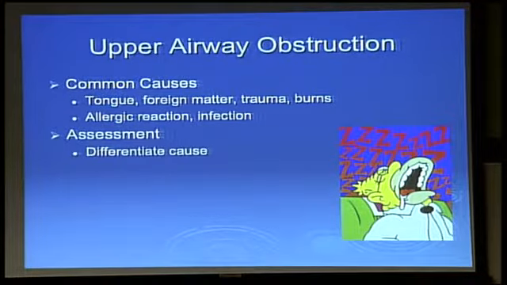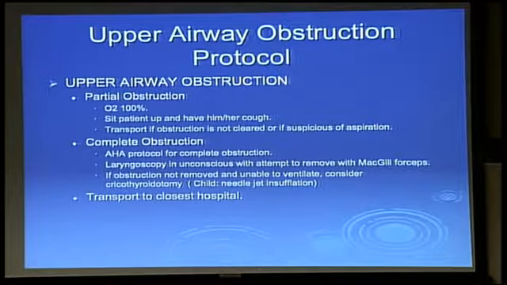Common causes: you can have the tongue falling back and obstructing the airway, foreign bodies, trauma, burns, allergic reaction, or infection. So differentiating the cause is obviously key to treating upper airway obstruction.